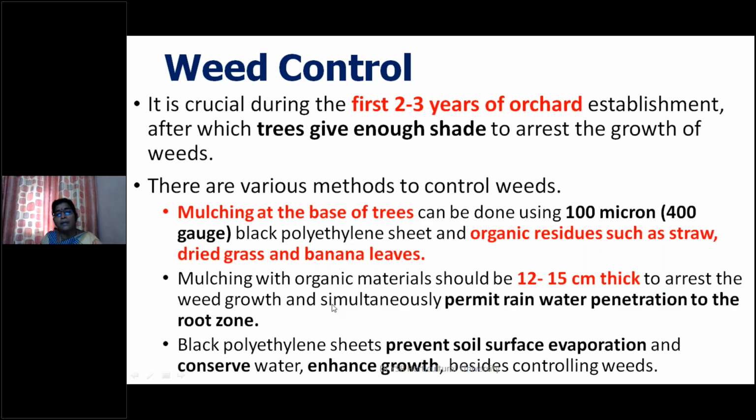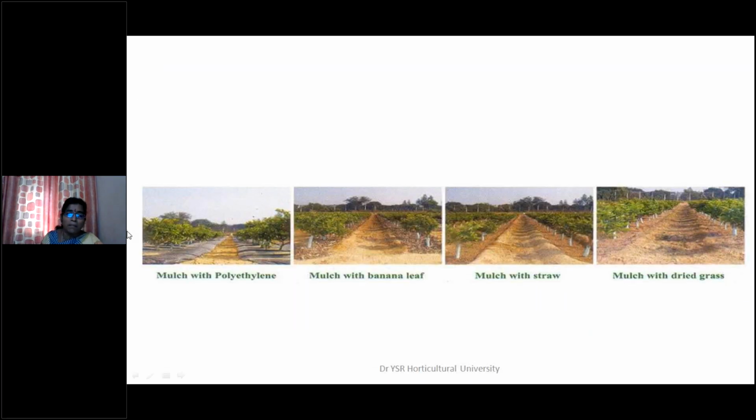When you are using organic mulches, take care that the thickness of the mulch should be 12 to 15 centimeters. Then only the weed growth can be arrested. This organic mulch is highly recommended, especially in organic cultivation, because it also adds organic matter to the soil and helps in penetrating the rainwater into the root zone. So these are the images using different mulches: polythene mulching, banana leaf mulching, paddy straw and also dry grasses.